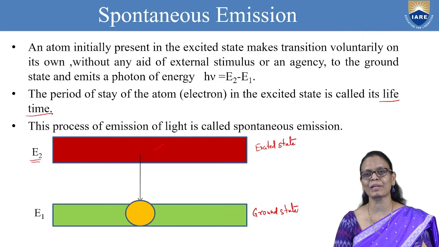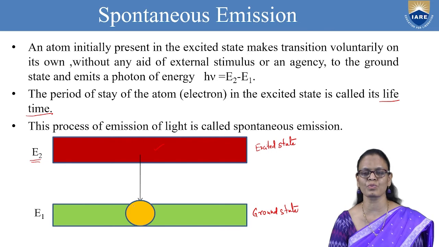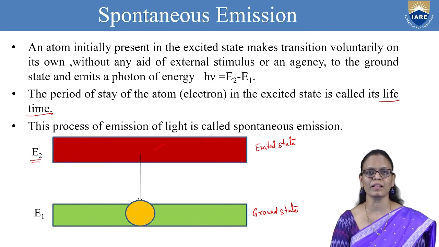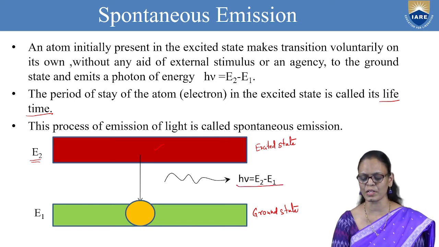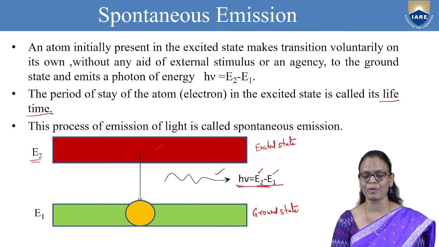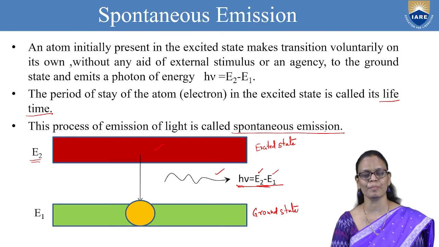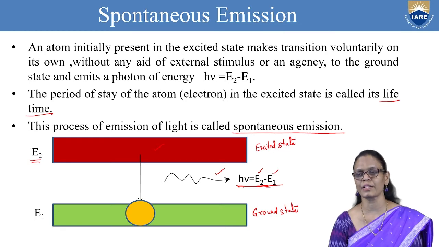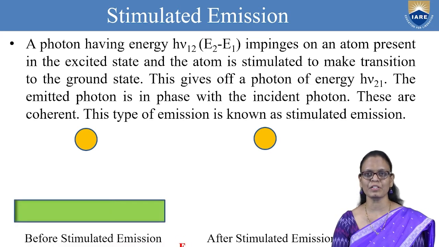So the atom is now coming to the ground state. When it makes a transition from a higher level to a lower level, the difference in energy is emitted. So what is the energy that is emitted? h nu is equal to E2 minus E1. E2 is the higher level, E1 is the lower level, and the difference in energy between E2 and E1 is emitted in the form of a photon. This process is called spontaneous emission. Now we'll see what is stimulated emission.